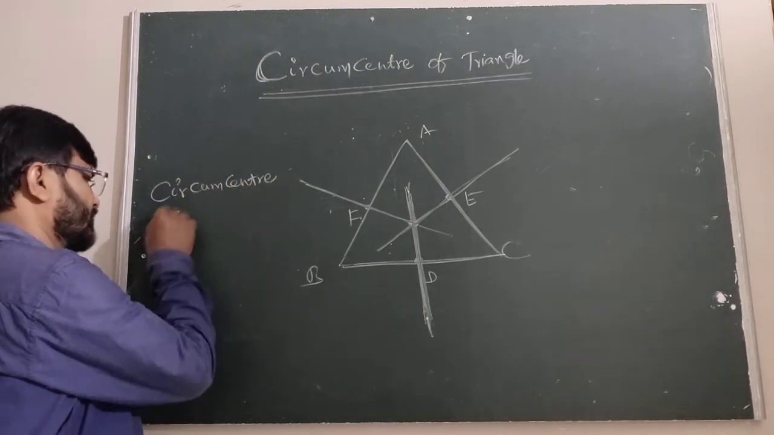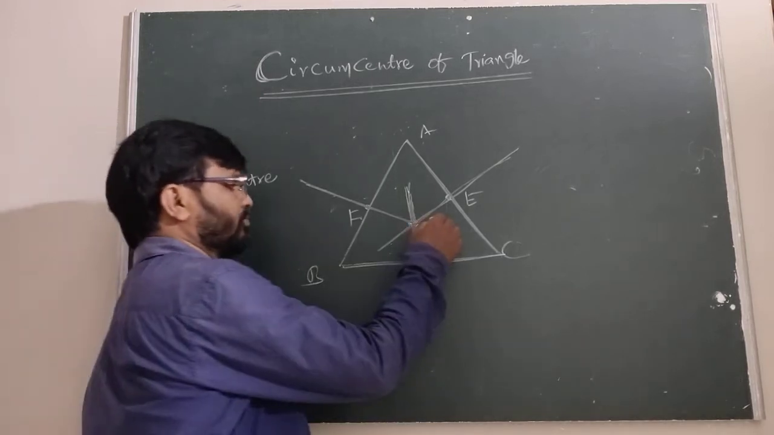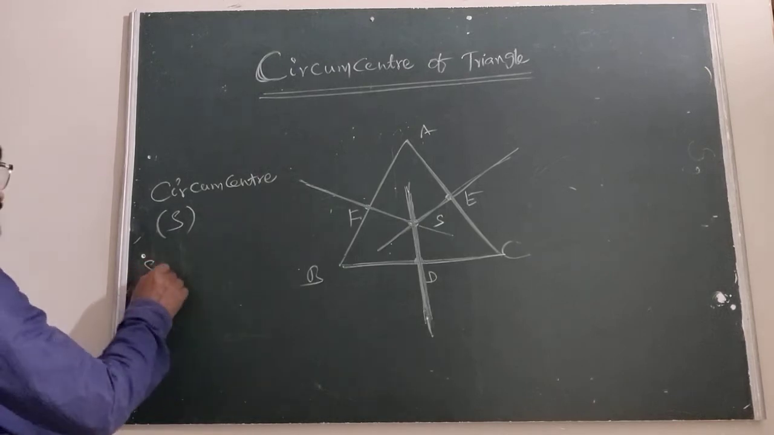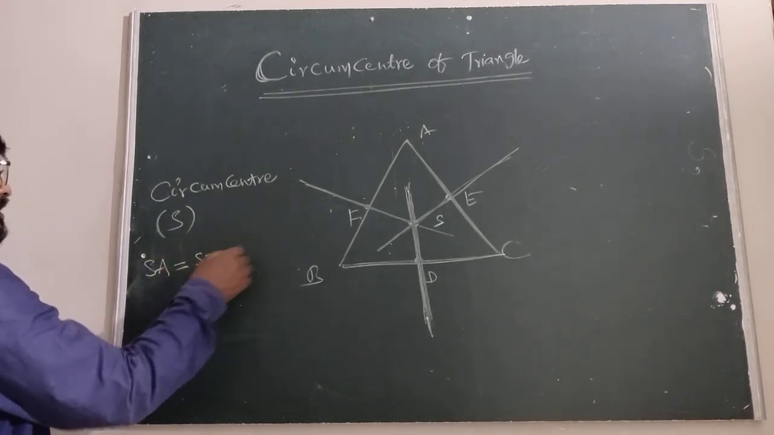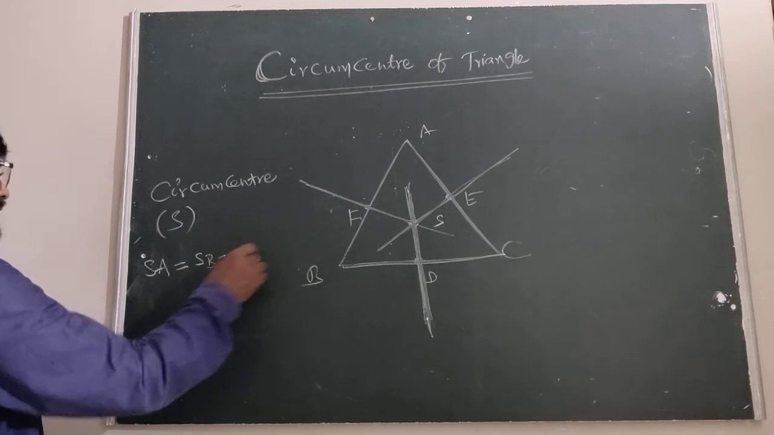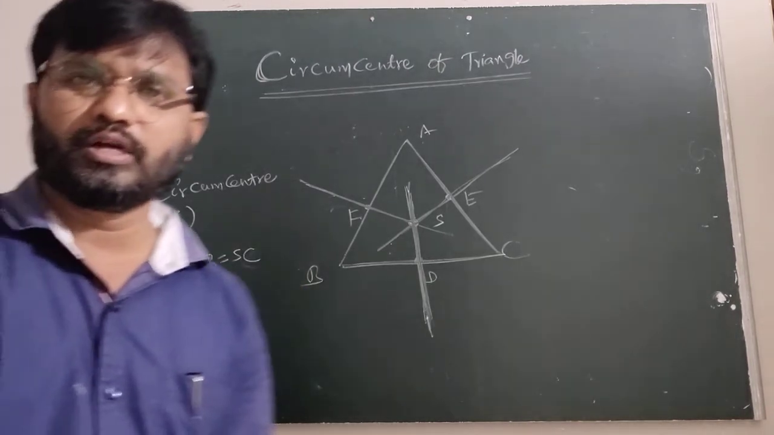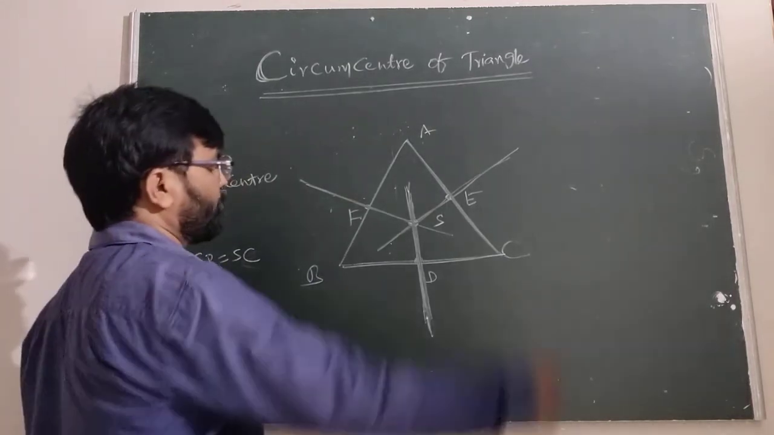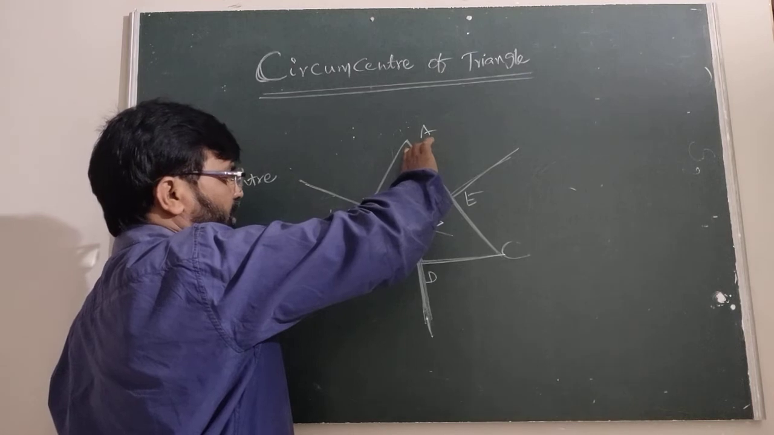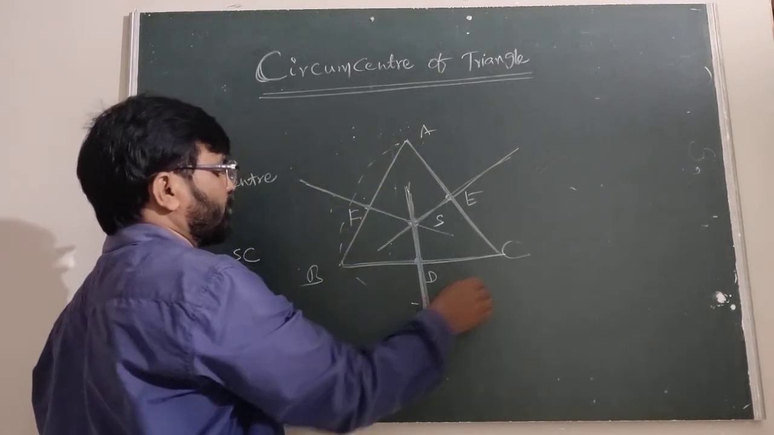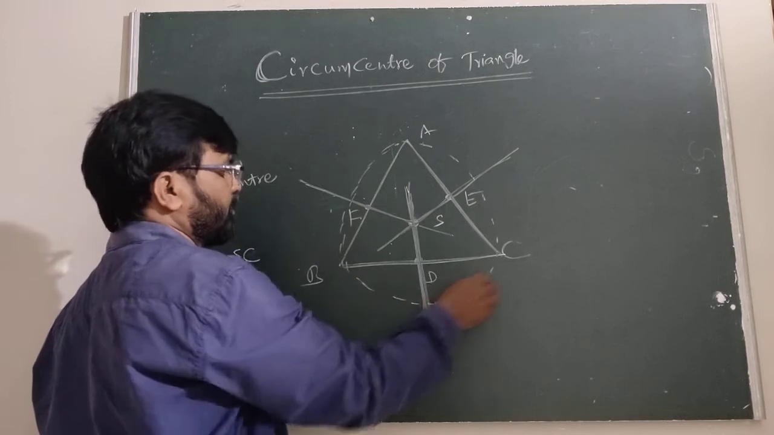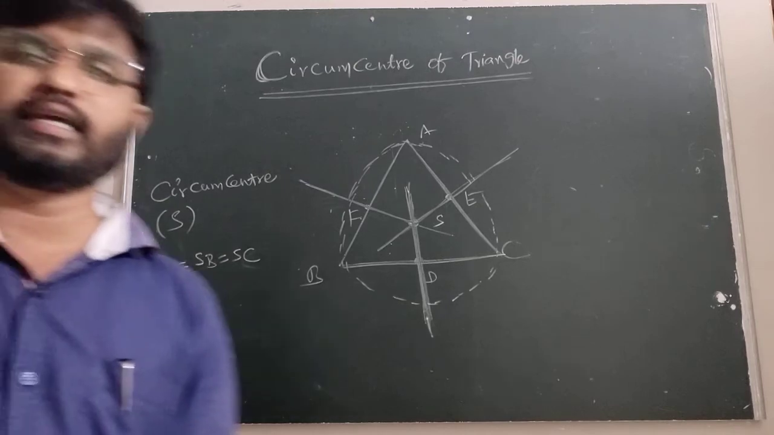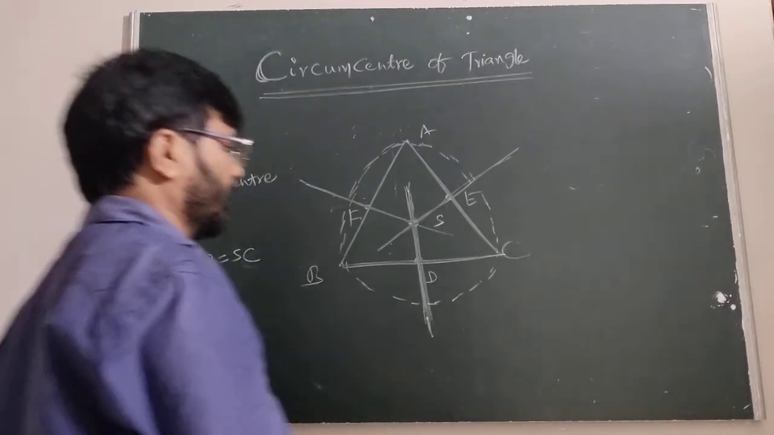The circumcenter is denoted by S. At the same time, the circumcenter is equidistant to the vertices of the triangle. That means SA equals SB equals SC. Another observation is that the radius SA or SB or SC passes through the three vertices of the triangle. Therefore, a circle passing through the three vertices of the triangle is called the circumcircle.